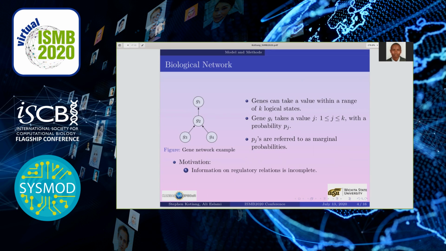In discrete terms, each gene can take a value from a range of k finite logical states. A state is defined as a range of gene expression levels given by the statistics of the discretization model used. We assume that a gene takes a value j in k with a probability p_j, where p_j is referred to as a marginal probability.